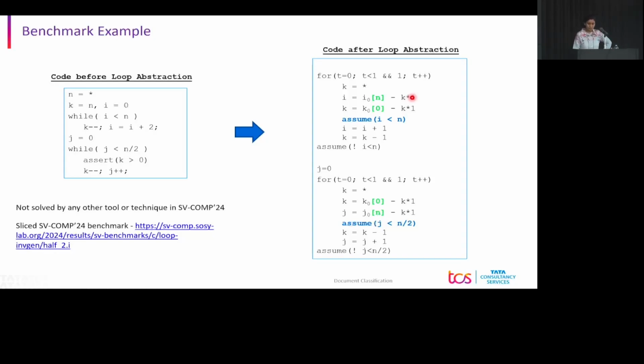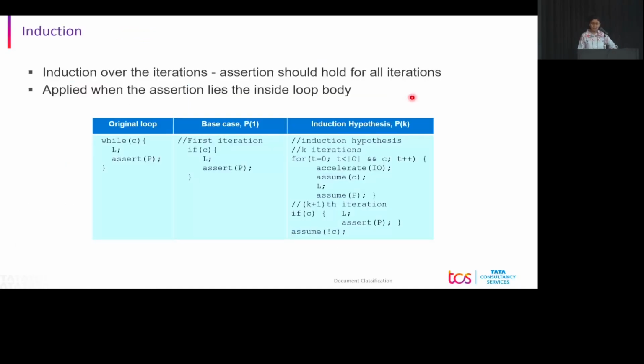Right. So this is the case when the assertion lies inside the loop body. We can also improve the abstraction by applying induction. This is a special case of k-induction, wherein we apply abstract acceleration to all the IO variables. So we have reduced the bounds, we have accelerated IO variables, assumed the property, and then asserted the property. So this is k-induction. For k iterations, we assume, and then we assert it.